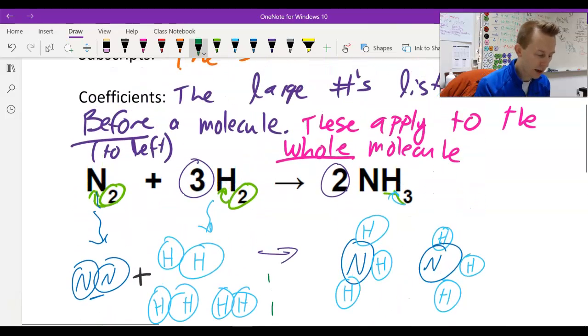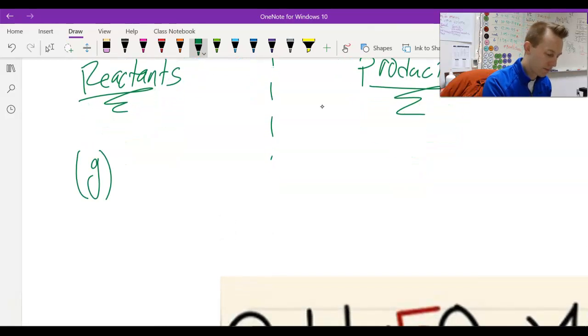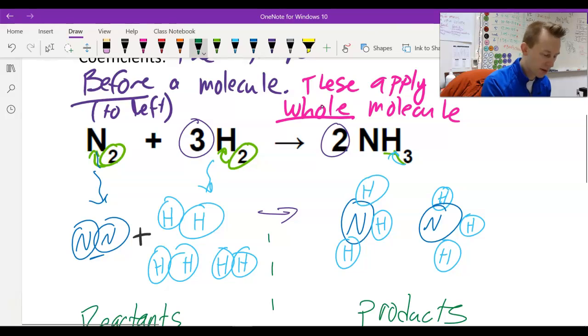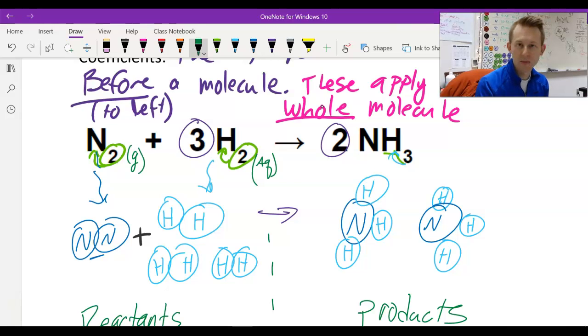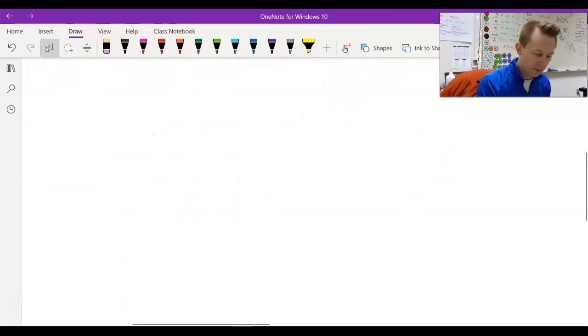The one thing I don't have in here is what G, L, AQ, and S mean. So these will sometimes be listed after that, and that just tells you the state of matter: gas, liquid, aqueous, and solid.